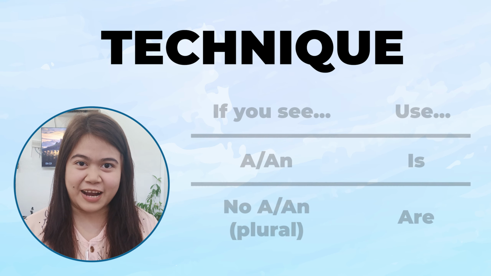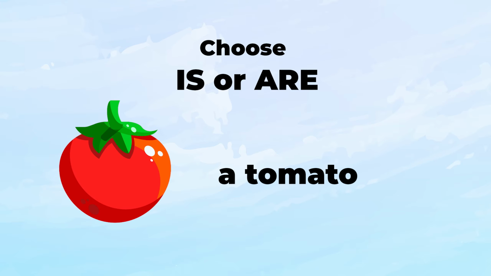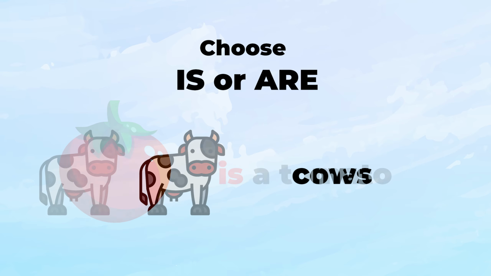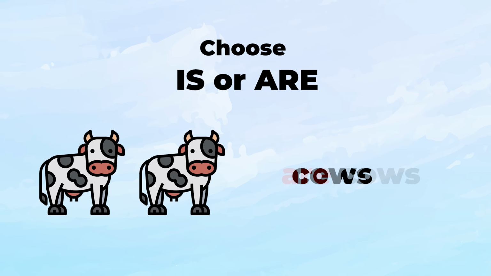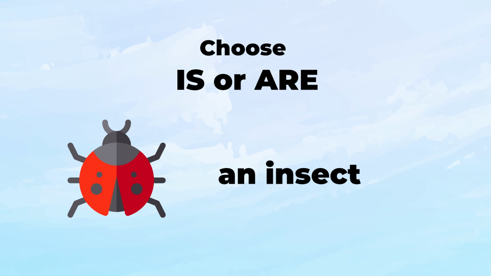Okay, let's practice. Are you ready? Now let's test what you learned. Choose the correct verb. Is or are. A tomato. Is a tomato. Cows. Are cows. An insect. Is an insect.